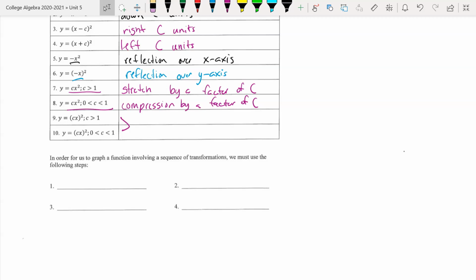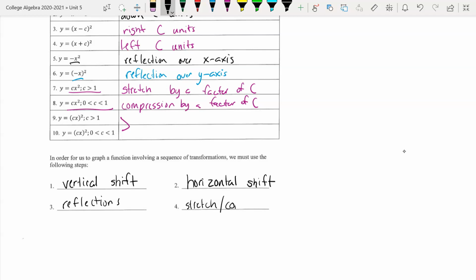So, in order for us to graph a function involving a sequence of transformations, we must use the following steps. First off, we do a vertical shift. We have to. And then we do a horizontal shift second. So first off, we go up or down, and then we go left or right. Third, we do reflections. And then lastly, we do stretches and compressions.